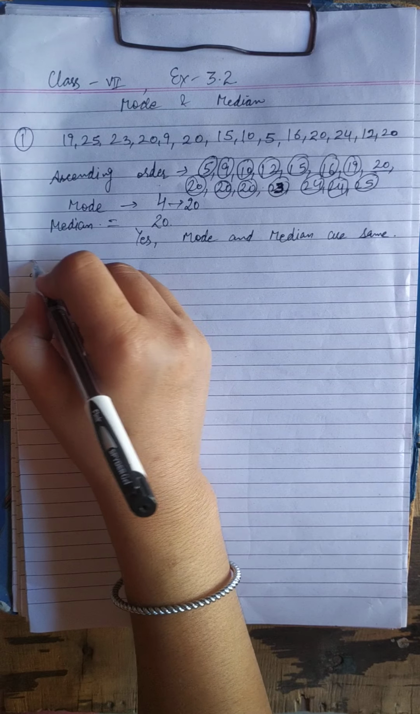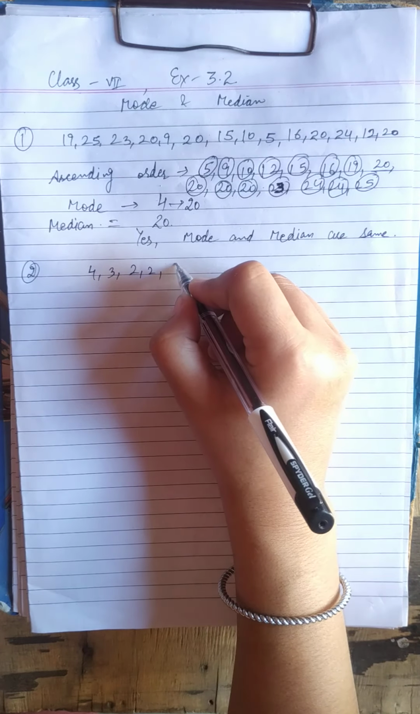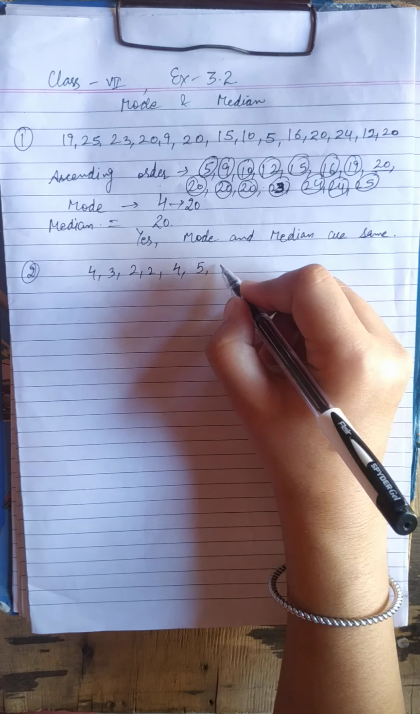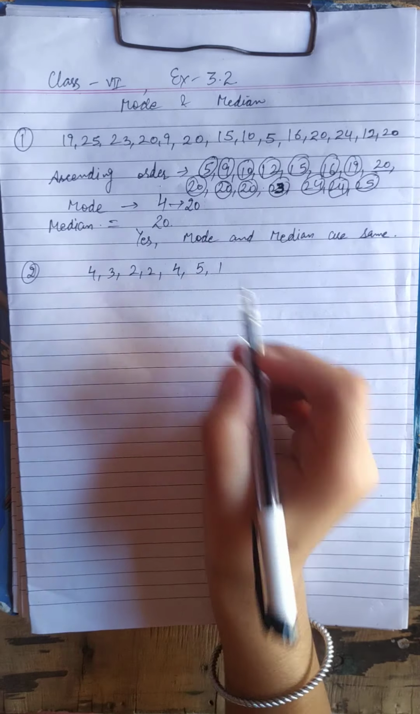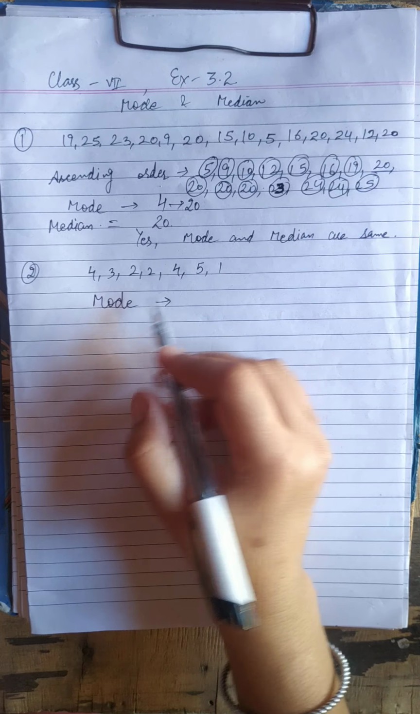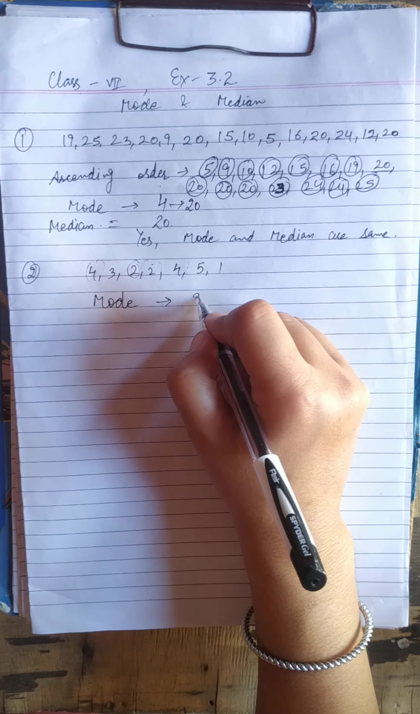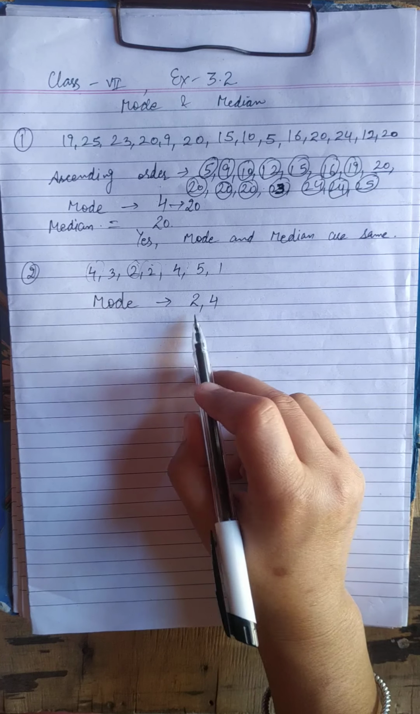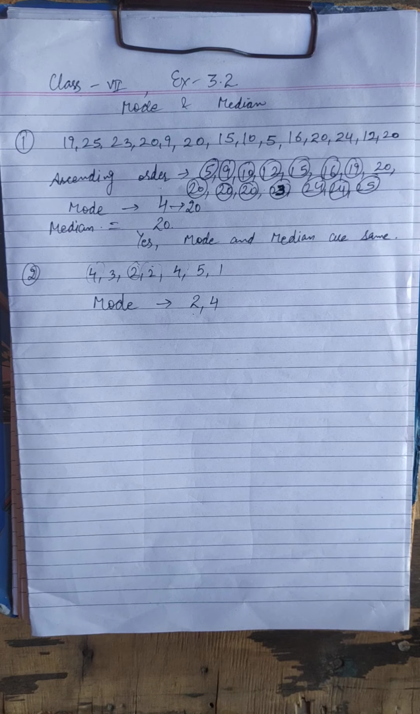Suppose our next question is 4, 3, 2, 2, 4. Now see what the mode of our data is. Mode is the number occurring most often. Now see, 2 is occurring 2 times, 4 is occurring 2 times. So we have two modes, 2 and 4. That means mode can be more than 1.